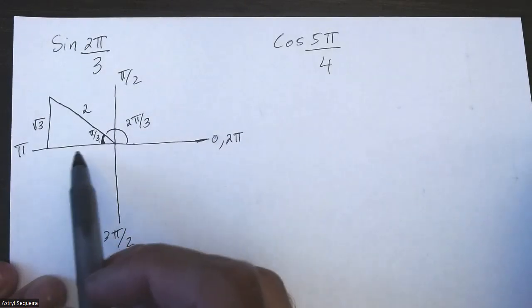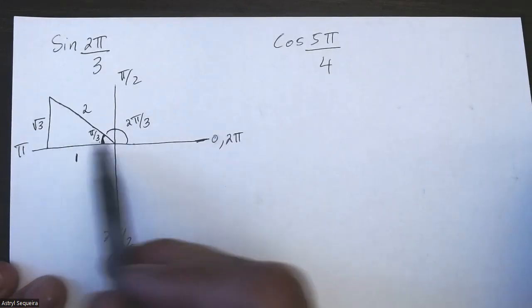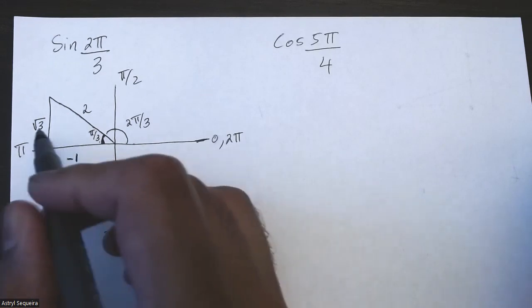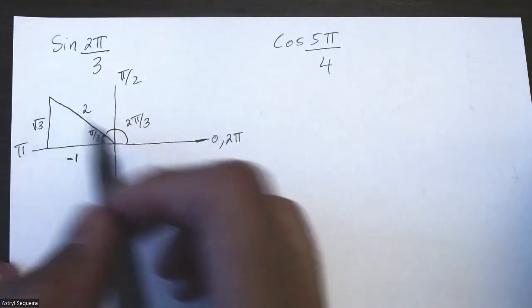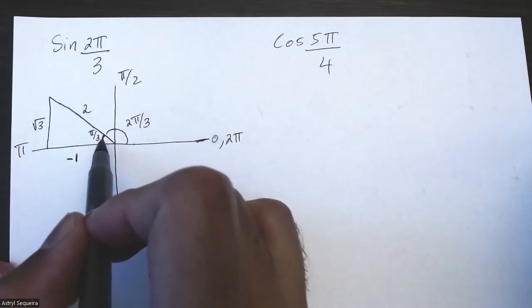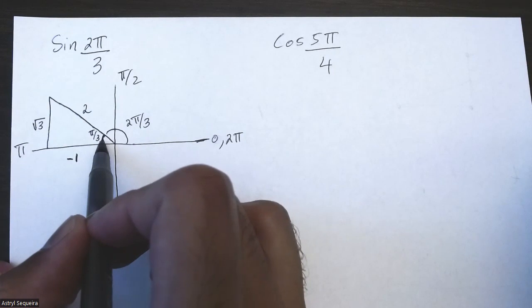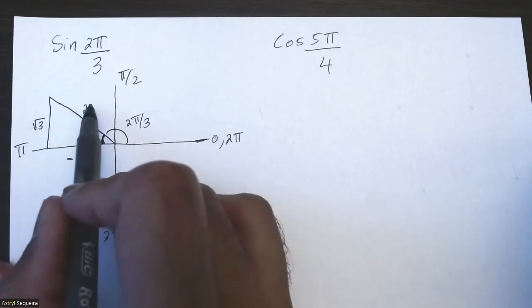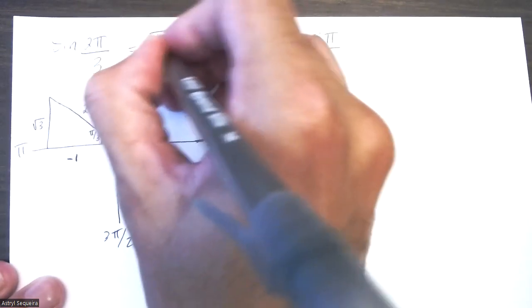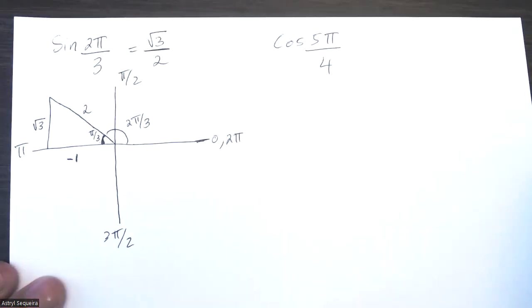But then you also want to figure out the signs. So since this is my negative x quadrant, this is actually negative 1 over here. The opposite is fine, it's root 3, and then the hypotenuse is always positive. So sine, we're pretending like it's this tiny angle here. Sine 2 pi over 3 is opposite over hypotenuse, which is square root 3 divided by 2.